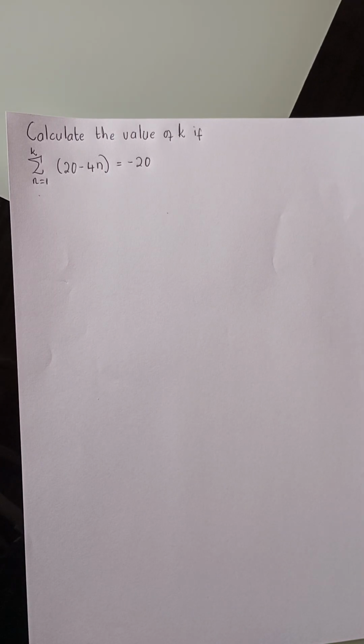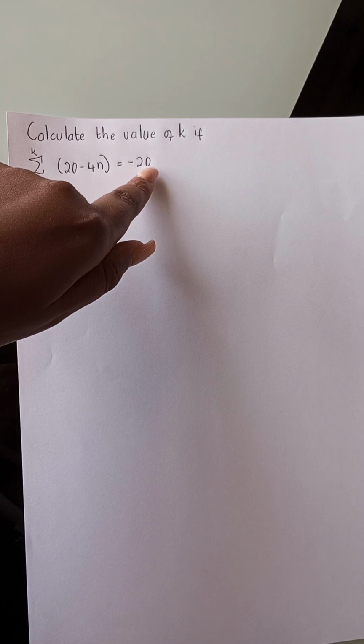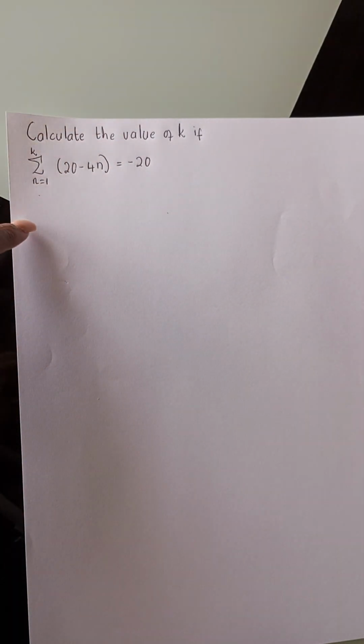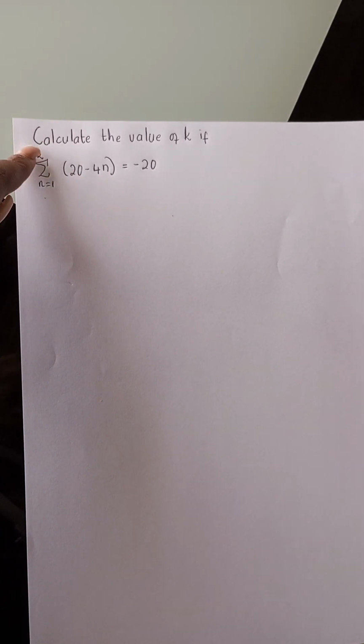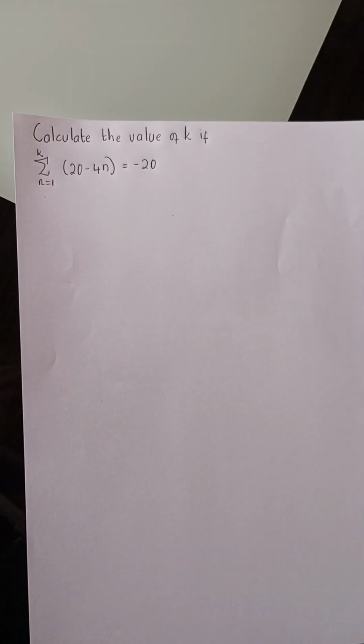Hi guys, in this video we're going to be looking at a sigma notation example. We have an example here. We're given a sum and we're given the value of the sum. Remember that this notation simply means the sum of this from 1 to k, and we are told that it gives us negative 20.